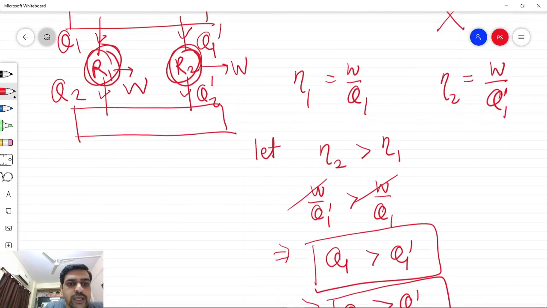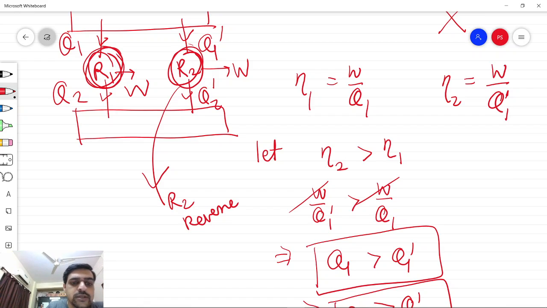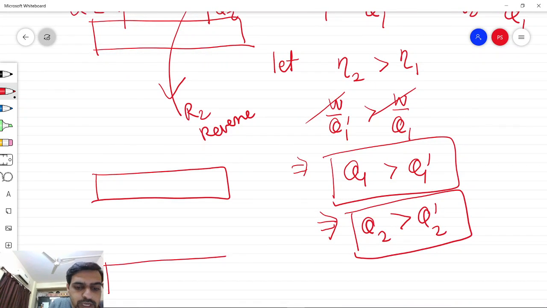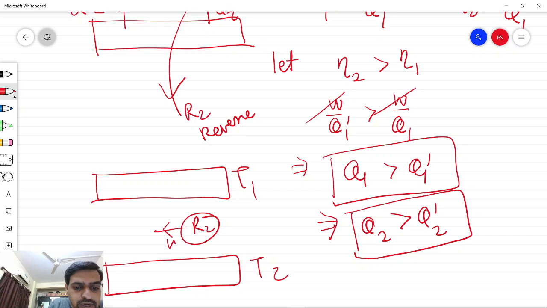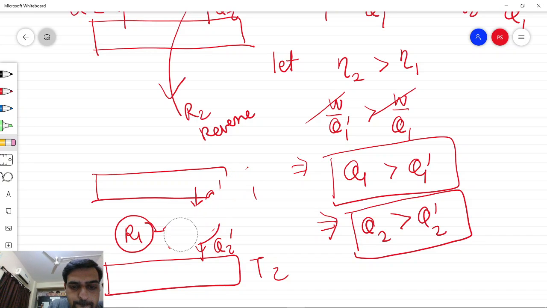Now, since both of these engines are reversible, let us reverse the engine R2 and connect it to the engine R1 to create a composite engine. In that case, R2 will be supplying the necessary work W. This extracts heat Q1 dash, Q2 dash. Oh, the other way, we should write it the other way.